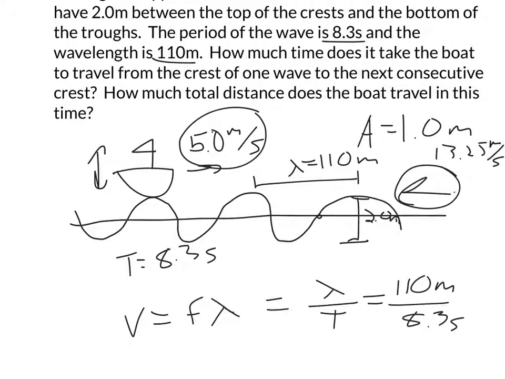I will round that later, but for now I'm just going to say if the wave is going this way at 13 and the boat is going this way at 5, that's a total change per unit time of 18 meters per second. So it's as if the wave were sitting still and the boat was traveling forward at 18 meters per second.